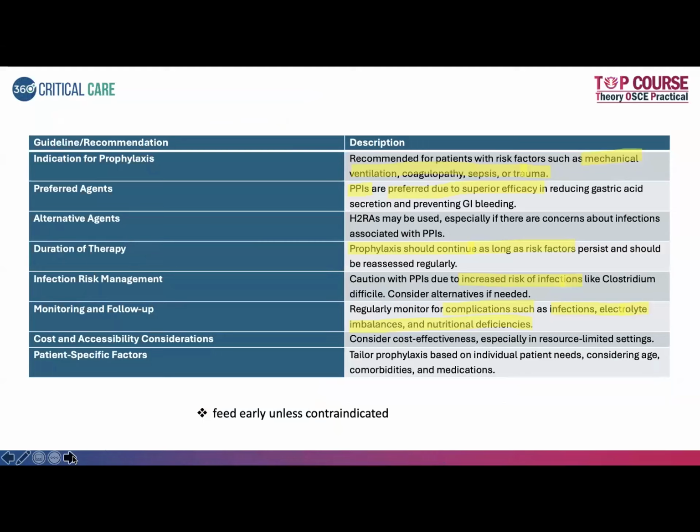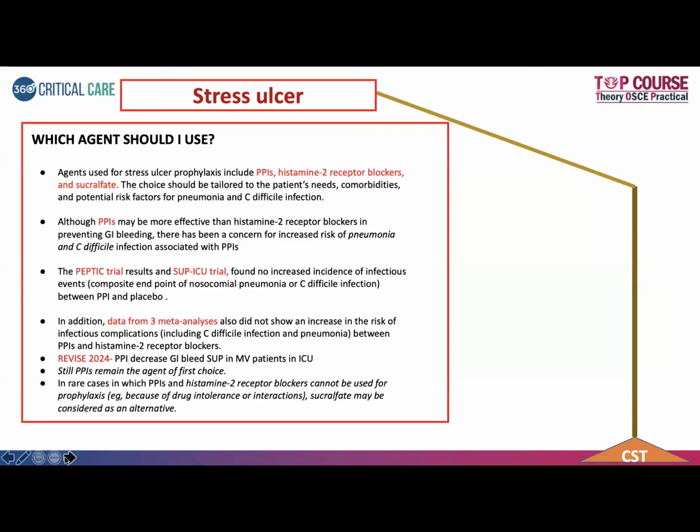So what do the guidelines say? Indications: we have looked into major and minor criteria. If the indications are there, you need to start stress ulcer prophylaxis. Preferred agents are proton pump inhibitors; if you're concerned about infections and other side effects, H2 receptor antagonists are reasonable alternatives. How long should you continue? As long as the risk factor exists. Regarding infection risk management, if the patient has any infections, you will have to manage them accordingly and consider stopping the inciting agent. Complications include infections, electrolyte disturbances, and nutritional deficiencies. So these are the things about stress ulcer prophylaxis.